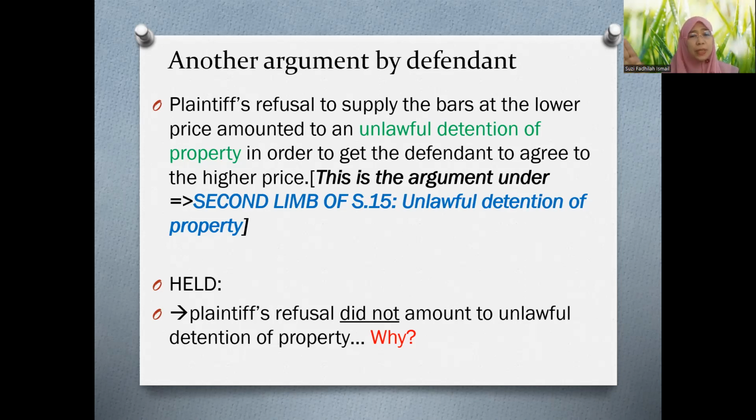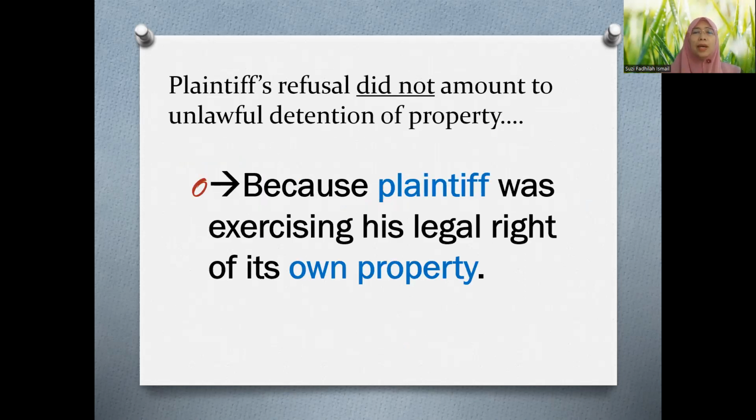There was detention of property here. But was it unlawful or not? Who actually owned the round bars at that moment of time? The court said this is lawful, because the plaintiff, the owner of the round bars, has yet to sell it. Because the plaintiff was exercising his legal right over his own property. It would be different if the round bars belonged to the defendant already. Then it would be unlawful.